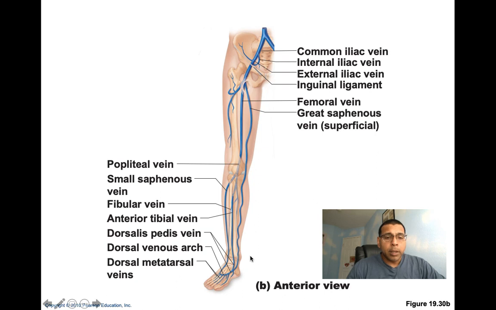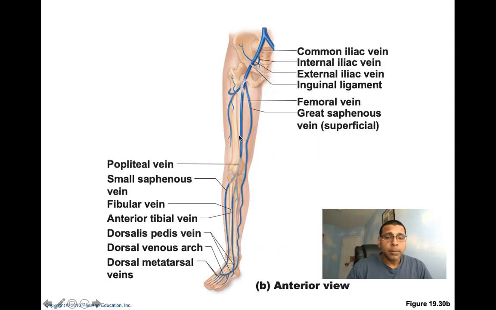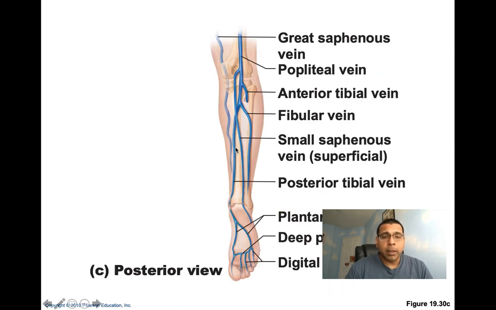The posterior tibial ascends deep in the calf muscles, and you can see it receives the fibular vein. It will drain the medial aspects of the leg. So the lateral aspect of the leg we had fibular vein, the medial aspect the posterior tibial, and then anterior tibial for the anterior. Then you can see how all these veins come together to give rise to the one popliteal. The popliteal vein is formed by the anterior and posterior, the main two.